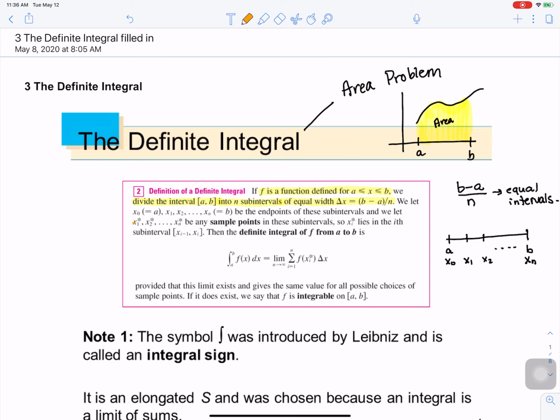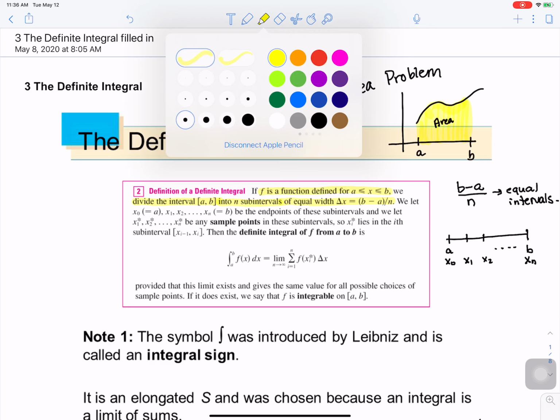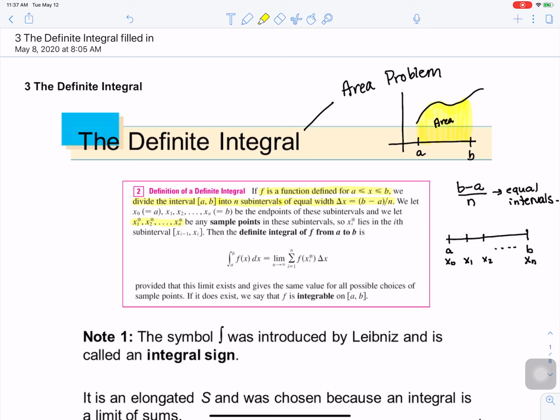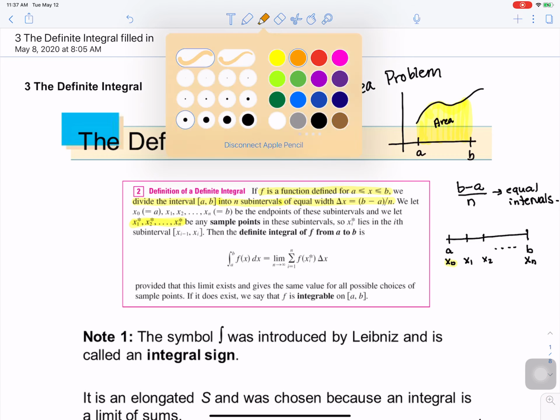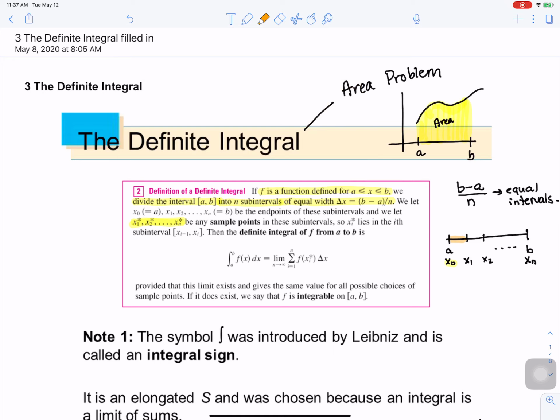What we're going to do is choose a starred point. I'm going to call it xi star to be the height of those rectangles. We were talking about using the left endpoint method where we use the x0 to be our height, or the x1, and so forth. Now we're going to choose any point in this interval to be our x1 star or x0 star, and then we use the function value at that point to be the height.